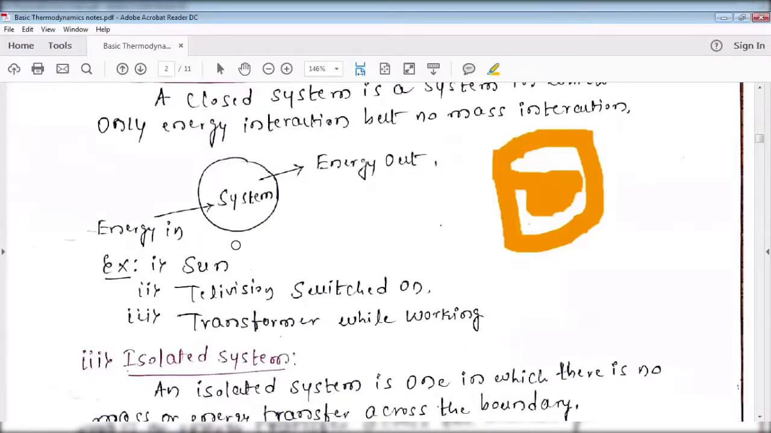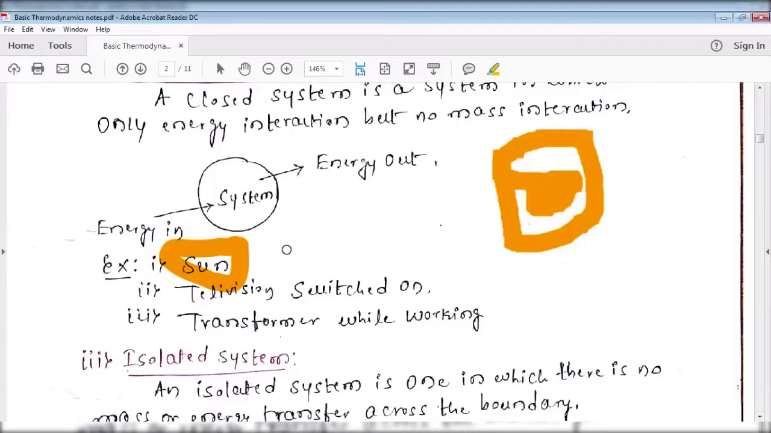If you consider the sun, it is continuously emitting heat energy to the earth's surface, but the position of the sun is the same. There is no change of position. Only the sun is emitting heat energy. There is no mass interaction between the sun and the earth. Only there is an energy interaction, heat energy interaction, between the sun and the earth's surface. Such systems come under open system.